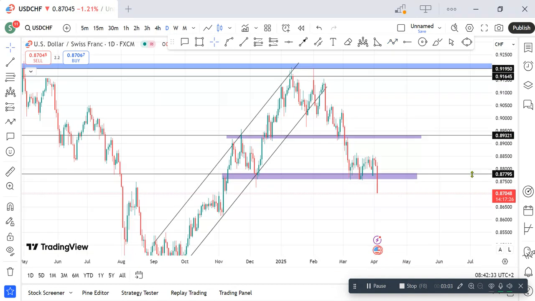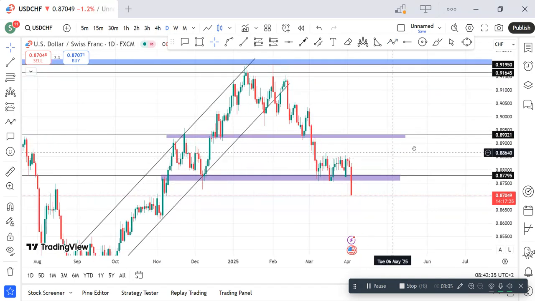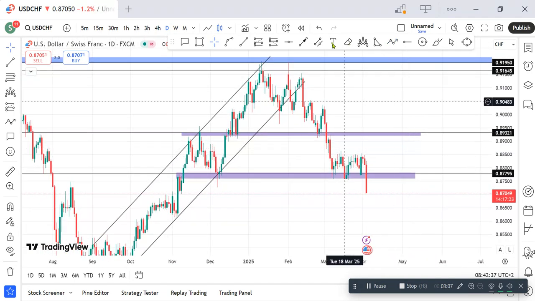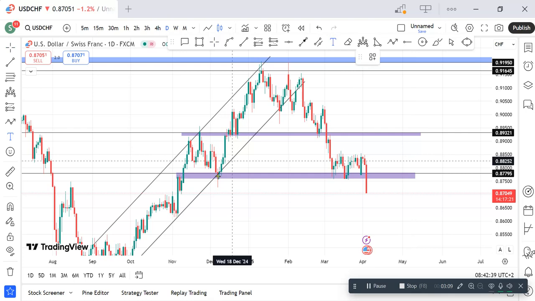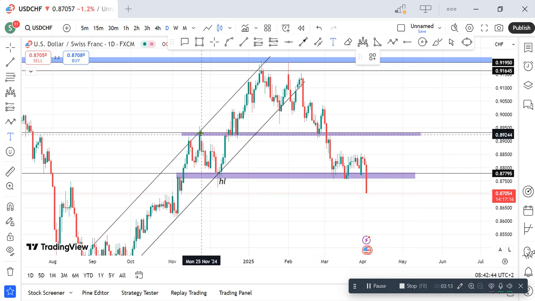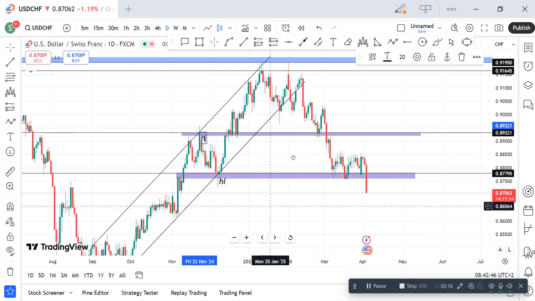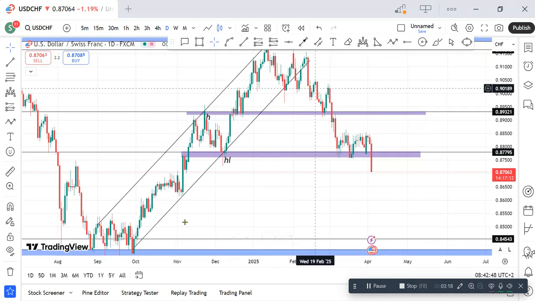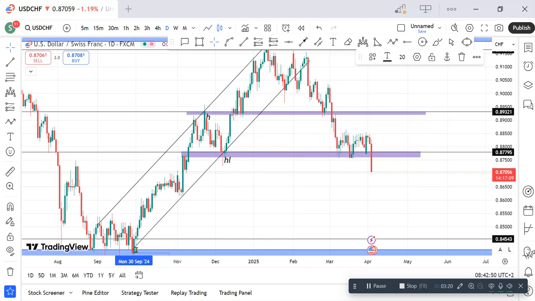right? As you can see, the market is looking very bearish, right? So now as you can see, we broke the higher low right there. This guy is a higher low, and this guy is a high, right? And making this guy a low right here. He is a low, right?